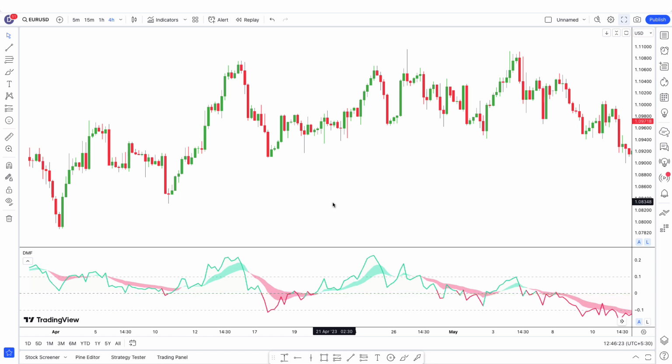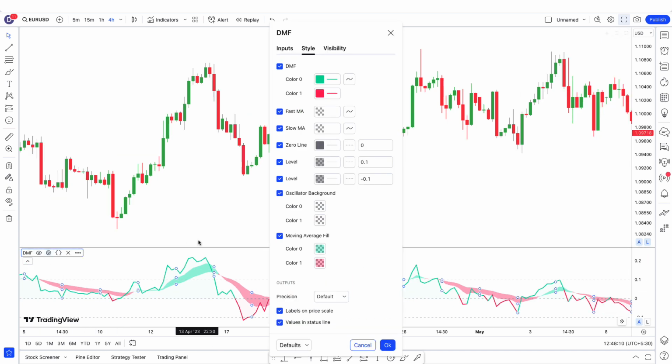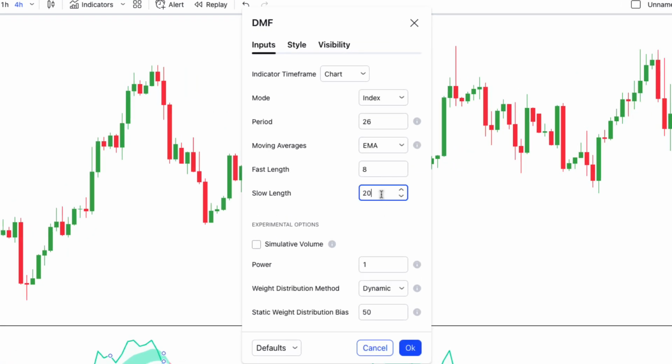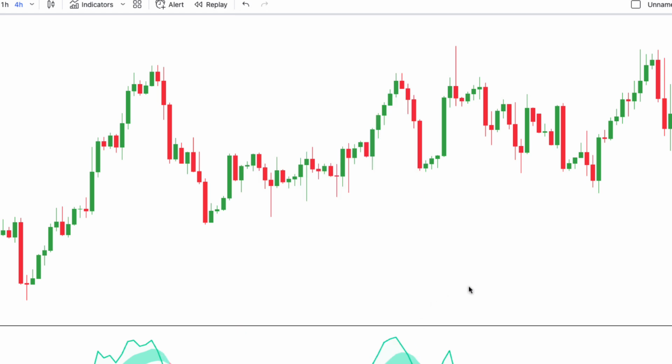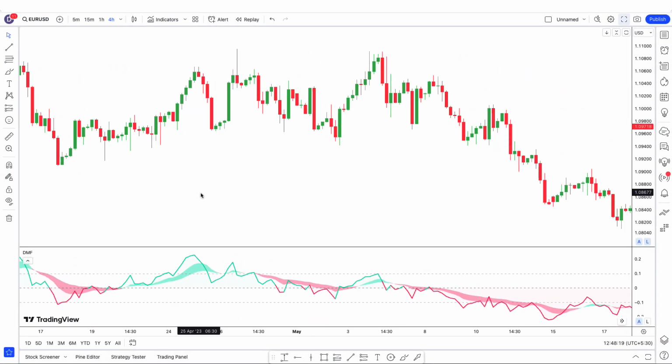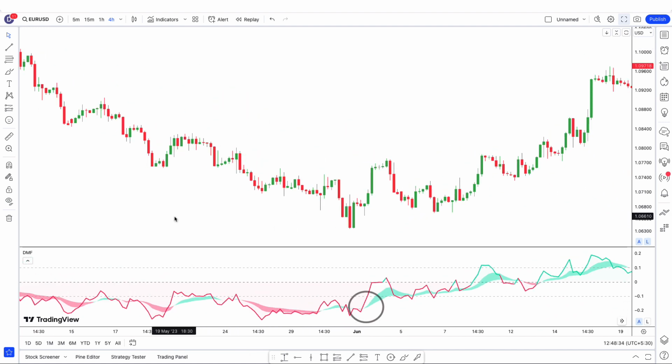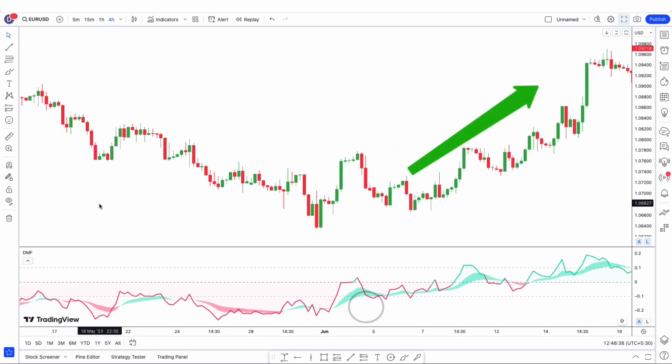And it's this moving average cloud that is following the dynamic money flow line. The faster moving average line is set at 8 and the slow moving average line is set at 20. And depending on their crossovers, the area in between changes color. When the shorter moving average crosses above the longer moving average, the area becomes green and could be an early bullish signal that the direction of the market is changing.